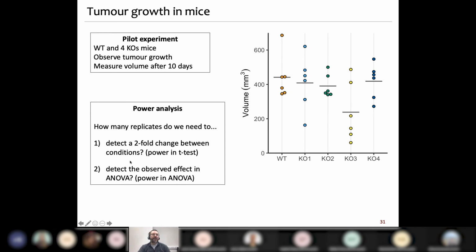And the second question was, how many replicates do we need to detect the observed effect size in ANOVA? So we take all these groups, we calculate what effect size is here, and we ask how many data points do we need to actually detect the effect size like this?